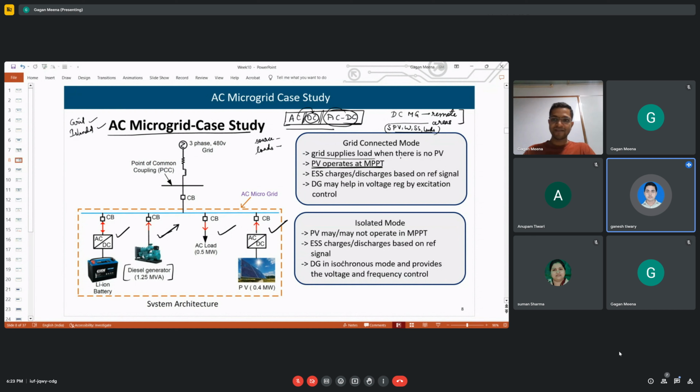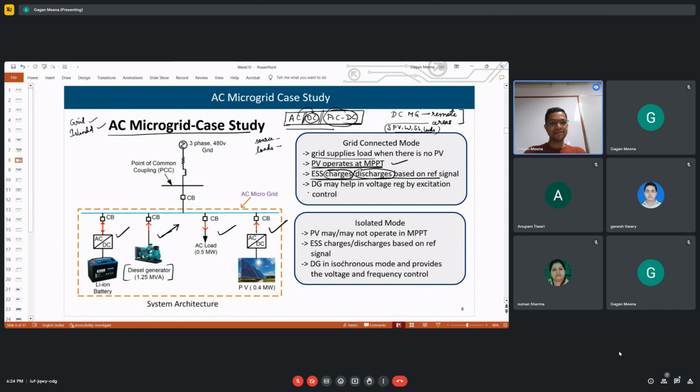So, because it is connected to grid, whatever PV is generating can be utilized. So we can extract the maximum output from PV and either charge the battery, or if battery is fully charged, we can supply it to the grid. So that is one advantage. So energy storage can charge as well as discharge based upon the reference signal. Because if it is already fully charged, then it cannot charge further. And it can discharge to provide certain kind of services. And the diesel generator will help in voltage regulation by excitation control.